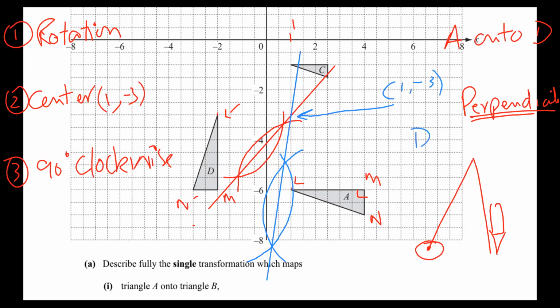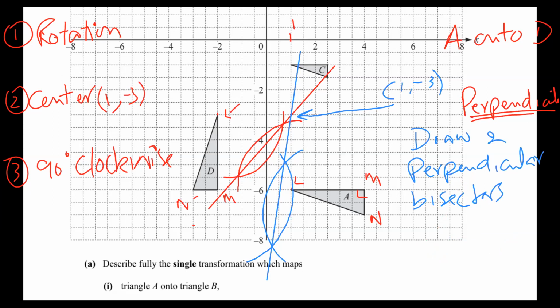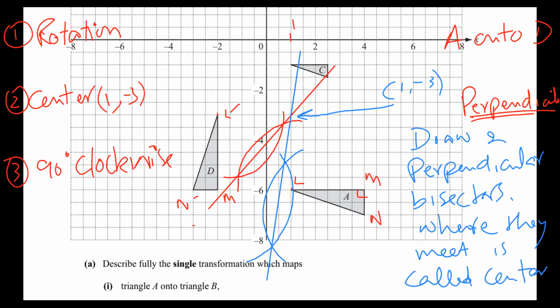Repeat, draw two perpendicular bisectors. And where they meet is called the center of rotation. I think the idea is very clear.